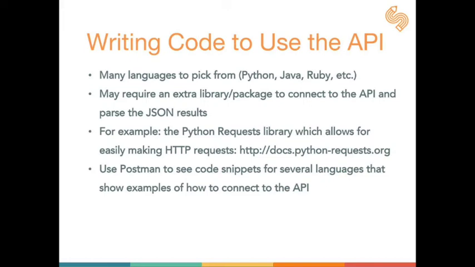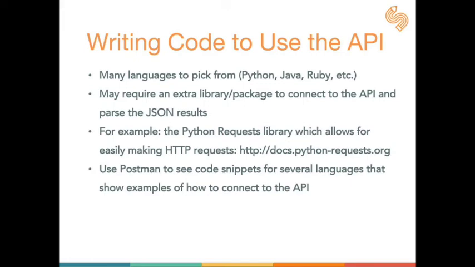Okay, so a couple other points. Depending on the language that you're using, you may have to download or install extra libraries to connect to the API and parse JSON results. Pretty much all the major languages have some kind of built-in library, or at least a library that's easy to add on to do this. So for example, if you're using Python, there's a library called requests that makes it really easy to do GET and POST requests. And you can find out more about that particular library here.